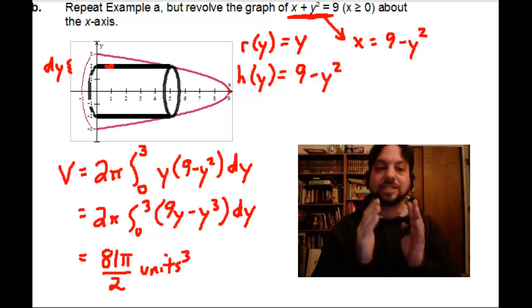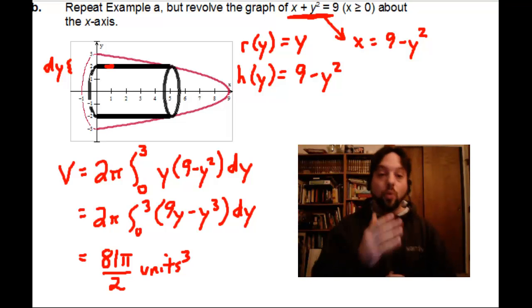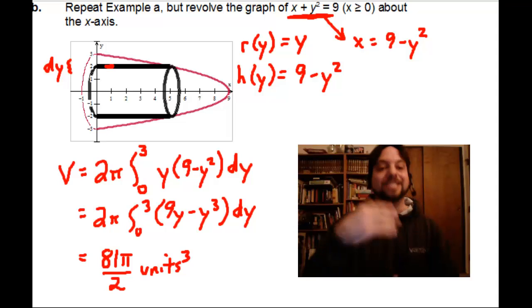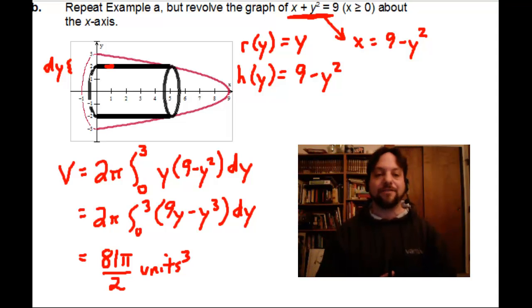You just find out, is this an x or a y problem? Once you know, you find the radius and the height in terms of that variable, and then you just set up your equation, 2 pi times the integral of the radius times the height.